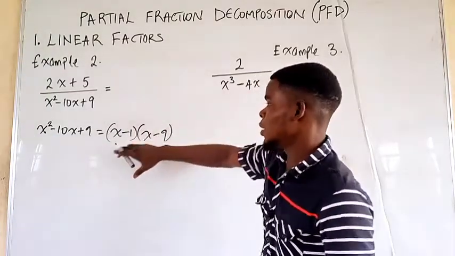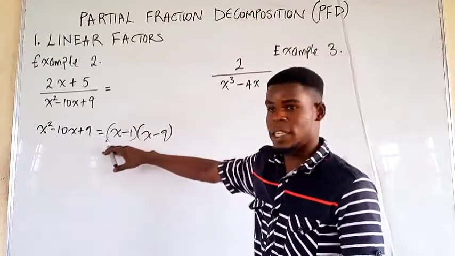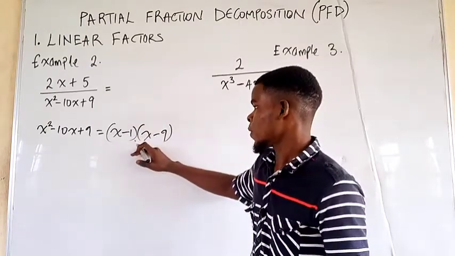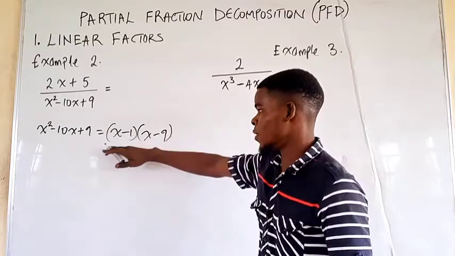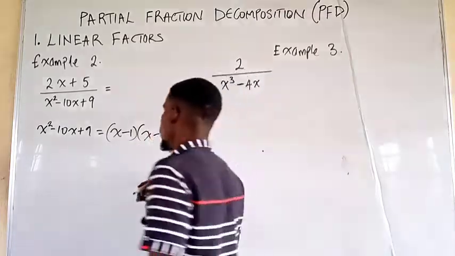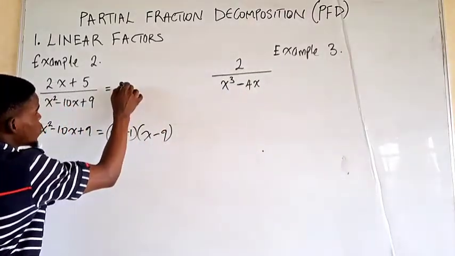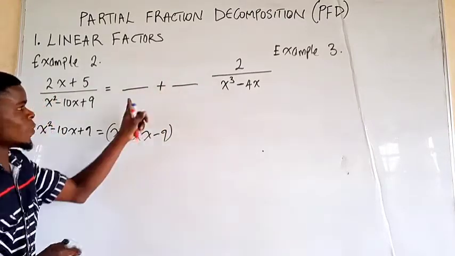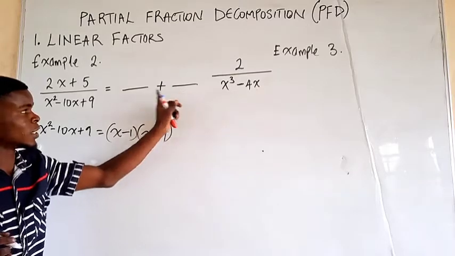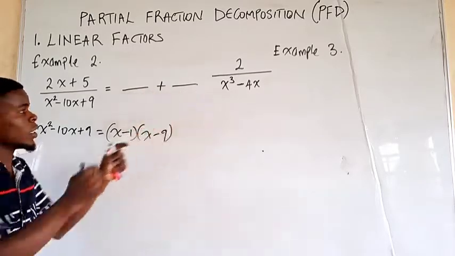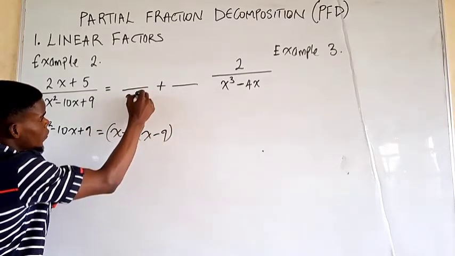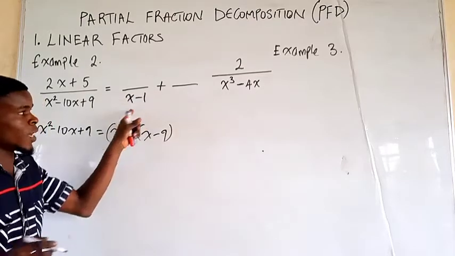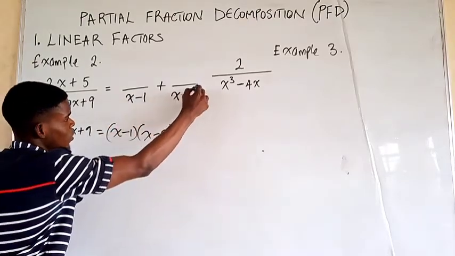So this is a product of two linear factors. This is a factor and this also is a factor. So by what we learned, we can do this: we add these, and this is just division. So for the first fraction, we put down one of the factors, and for the next, we put down the other factor.